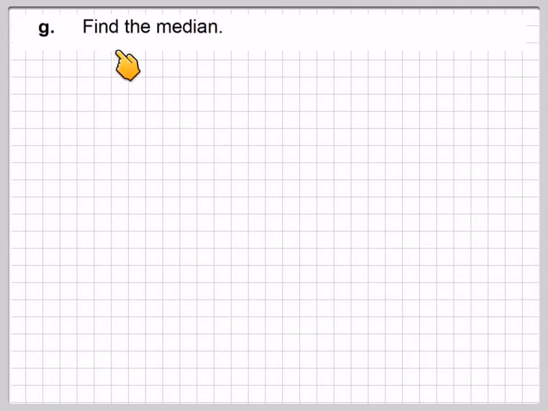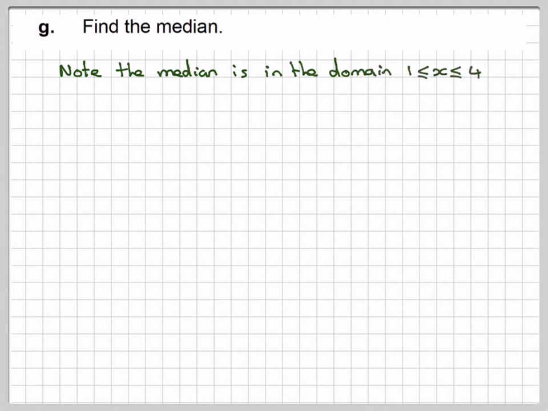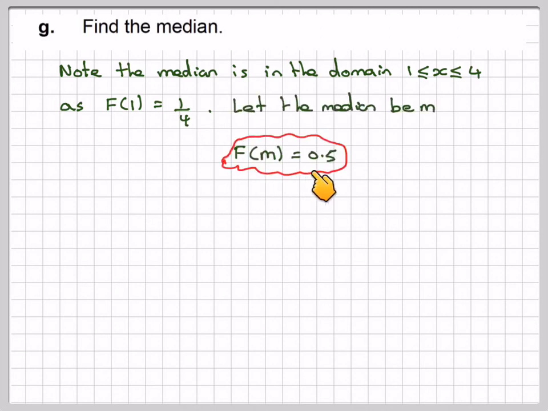Right, the last part is to calculate the median. Now we could use the graph, but the median is in the domain 1 to 4, and the reason I know that is, as before, I worked out f of 1 is equal to a quarter, and we want the value where this is equal to a half. So let the median be m, f of m must be equal to 0.5. So I take the bit between 1 and 4 and put m in instead of x: 2m over 3 minus m squared over 12 minus 1/3 is equal to a half.